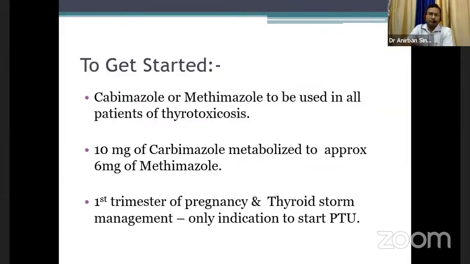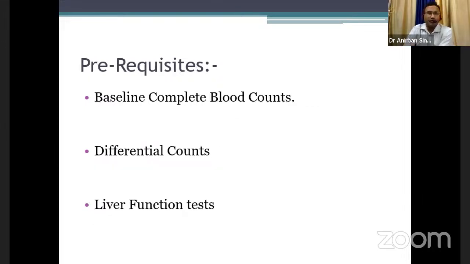Steroids commonly used: methylprednisolone 10 milligram is almost equivalent to 6 milligram of methimazole. 10 milligram is equivalent to 6 milligram. And you can change from one drug to the other. Remember that in the first pregnancy, methimazole does not cause significant harm.